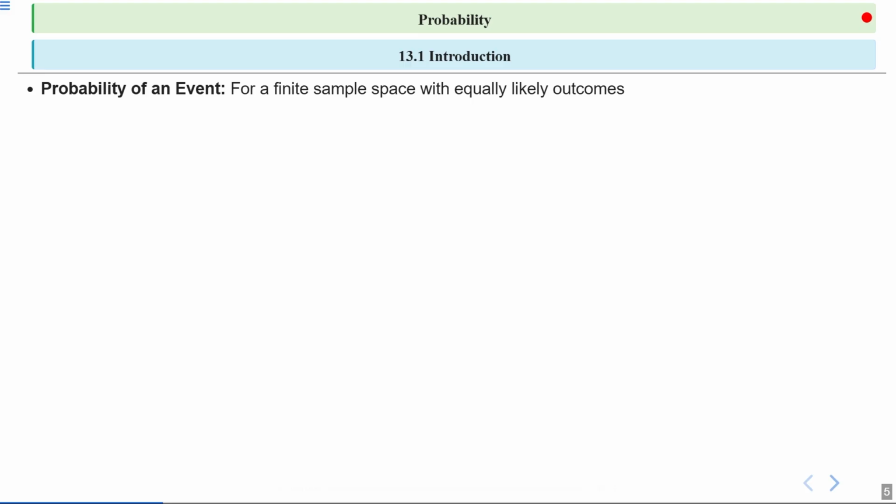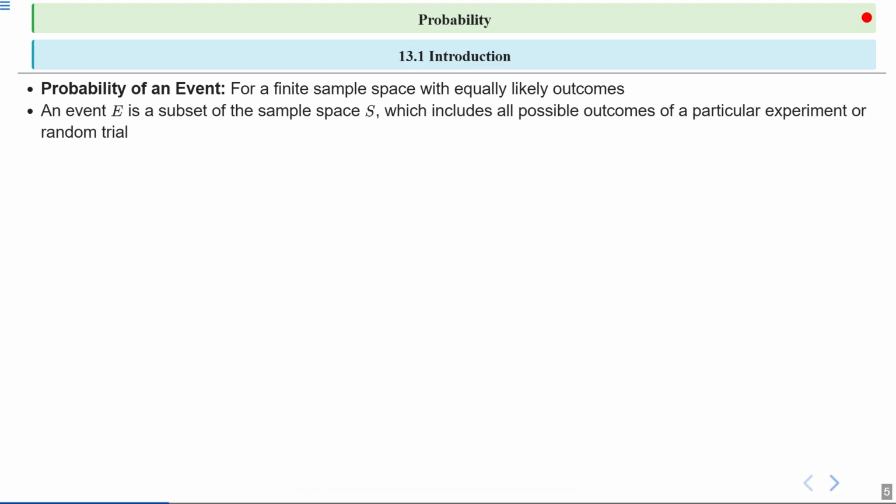Now, let's start by talking about the probability of an event. In mathematics, the probability helps us predict how likely an event is to happen, especially when dealing with experiments or random processes. Now let's define what we mean by an event. An event, which we usually call E, is just a subset of the sample space S. Sample space S includes all possible outcomes of an experiment. For example, if we toss a coin, S would be heads and tails, and an event E could be getting a head.